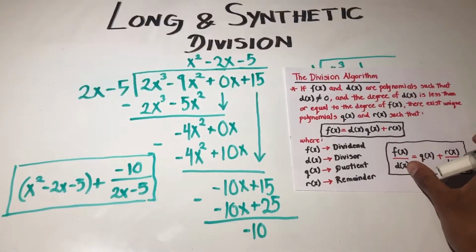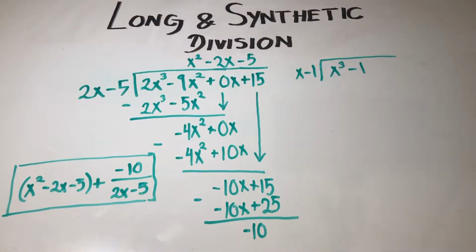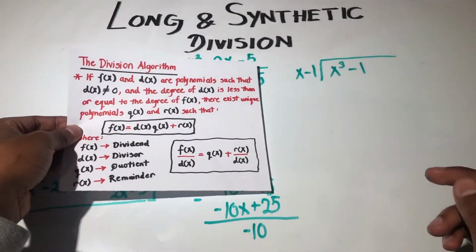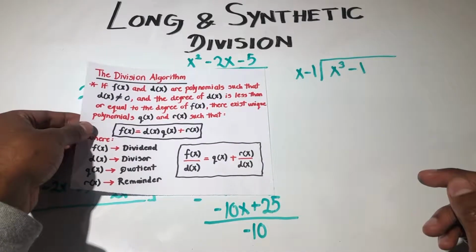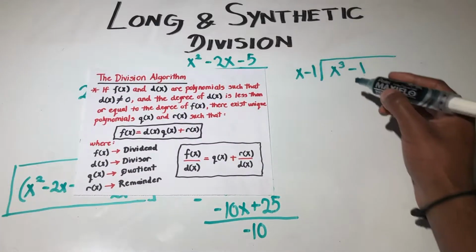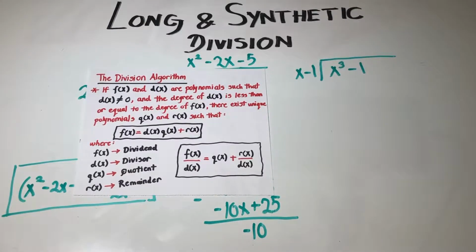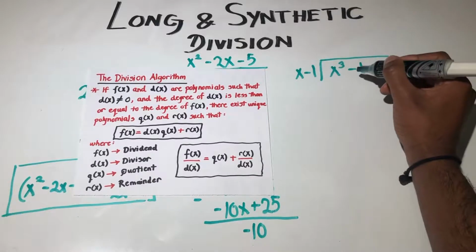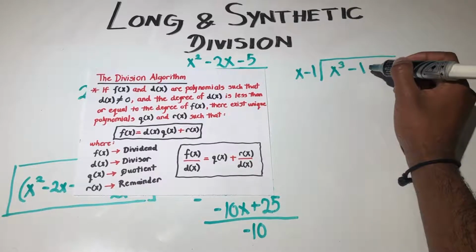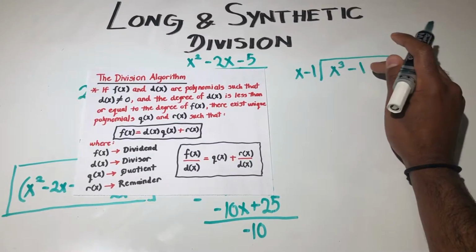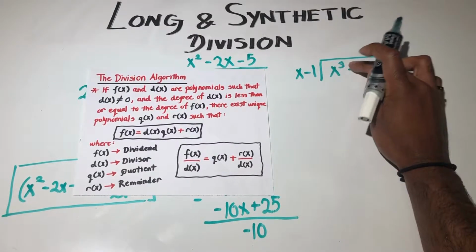Now moving on to the next problem, I'm just going to leave this here, since we're going to use it again. We have x cubed minus 1 divided by x minus 1. Now notice we're missing a lot of terms here. We're missing x squared and an x. And then we have our negative 1 hanging outside.